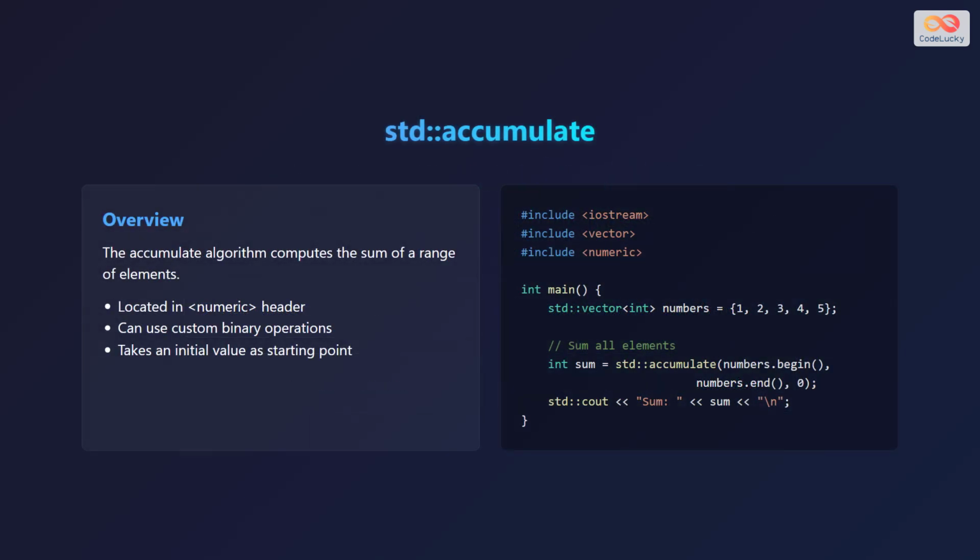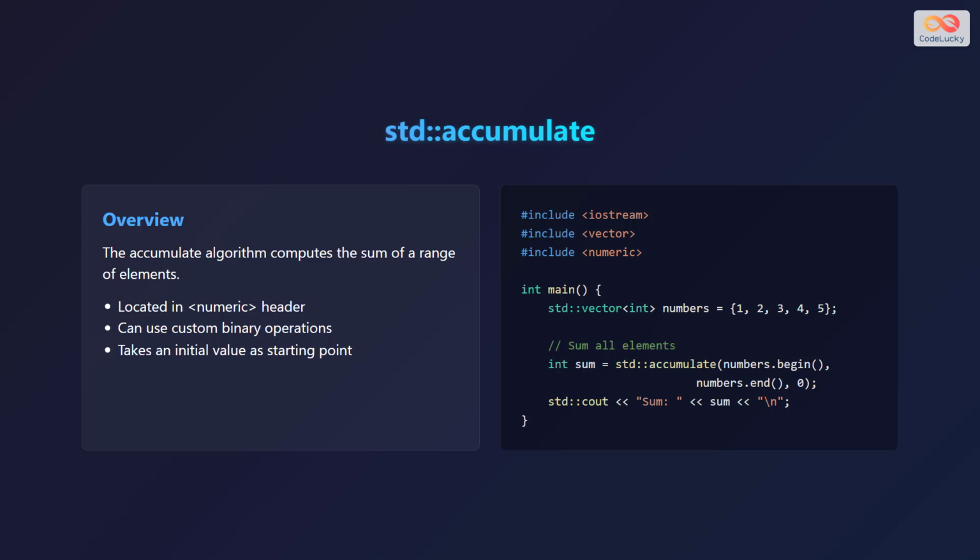Let's start with std::accumulate. The accumulate algorithm computes the sum of a range of elements. You can find it in the numeric header. It also allows the use of custom binary operations. Takes an initial value as a starting point.